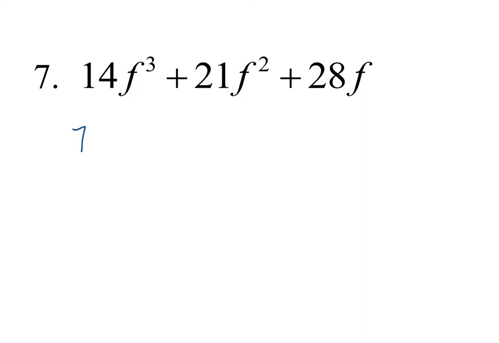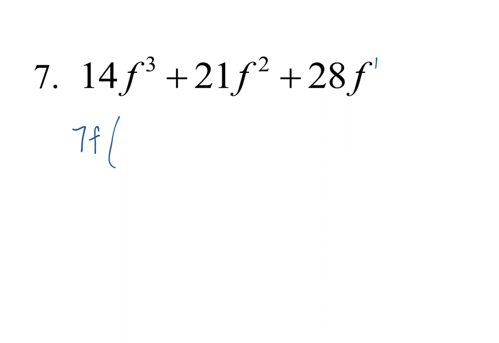each term has an f. So as far as the variables go, as long as each term has that same variable, you can pull it out and pull out the lowest power of it that you see. So we see an f in all 3 terms. The lowest power that we see is this first power on the end. Okay, so I'm going to divide every single thing by 7f.